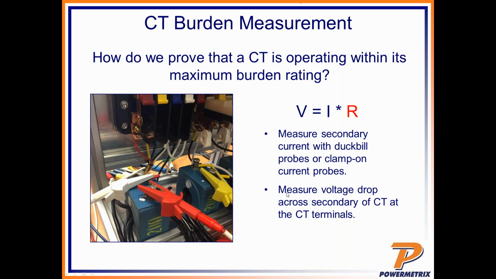And then what we need to do is we need to measure the voltage drop across the secondary of the CT. So instead of having our voltage clips on secondary voltage up here, 120, 240 volts, we're going to move those down to the terminals right on the CT. And we're going to measure that voltage drop. So if we have the voltage drop across the CT, we know the secondary current, we can calculate this resistance or the ohms of burden on that CT.